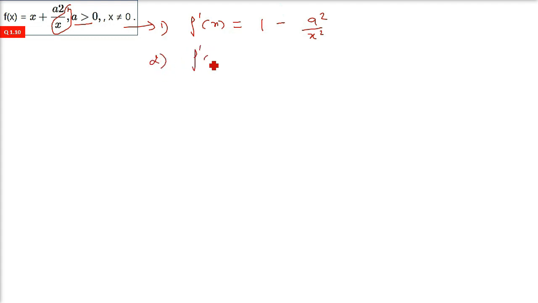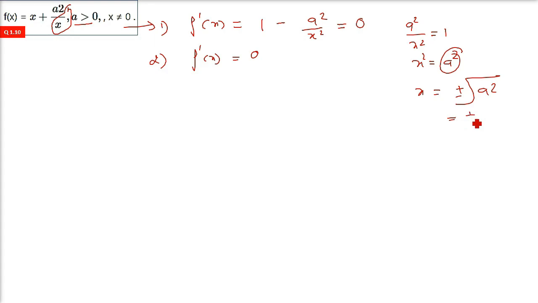Second step is to put or equate f dash x to 0. This f dash x equals 0. That means 1 is equal to a square by x square, which is equal to a square. This gives x will be equal to plus minus a, because we have two values here which are the probable or possible points of local minima and local maxima. So this plus and minus, local minima, local maxima.